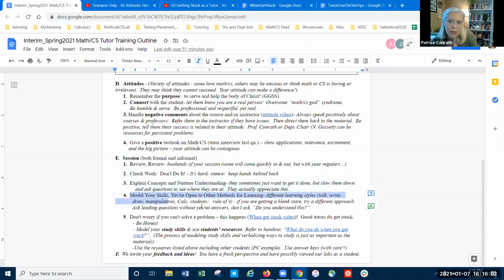Model your skills, yet be open to different methods of learning. This is something that you've heard about because it's kind of a big thing these days, talking about different learning styles. For calculus, we talk about the rule of 4, which is where you try to learn things graphically, algebraically, numerically, and through communication. And kind of the rule of 3 with graphically, numerically, algebraically. Some students are going to resonate more with one of those methods. So start with that and then try to push them towards something else.